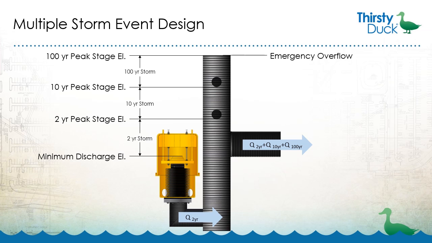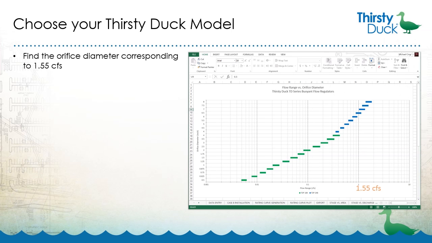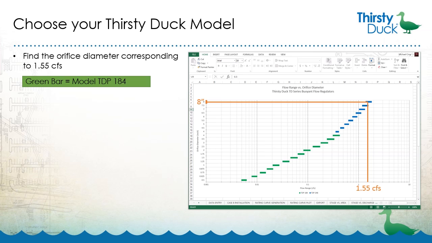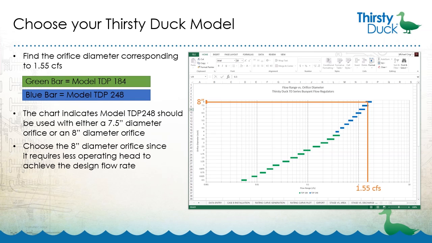Using the orifice diameter selection chart located in the TDP series design tool, find the orifice diameter corresponding to 1.55 CFS. Note: green bars are Thirsty Duck model TDP 184, while blue bars are Thirsty Duck model TDP 248. For this example, the chart indicates model TDP 248 should be used with either a 7.5-inch diameter orifice or an 8-inch diameter orifice. We will choose the 8-inch diameter orifice since it requires less operating head to achieve the design flow rate.